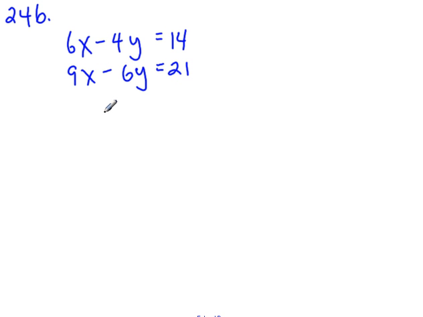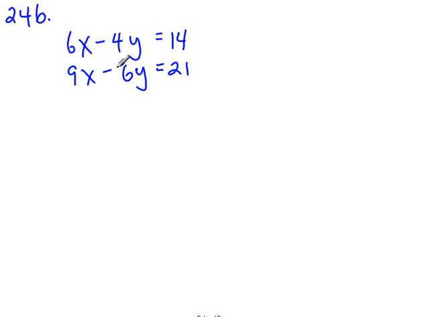Next I'll work 24b, whose instructions are also to use the elimination method to find the solution to the following system of equations. Remember, elimination method means you want to find either your x's or your y's to have the same coefficient with a different sign so that they cancel each other out when you add the two equations. Well, again, here they're both positive. 9 is not a multiple of 6, so I'm going to have to multiply by both, and one of them by a negative if I choose my x's.